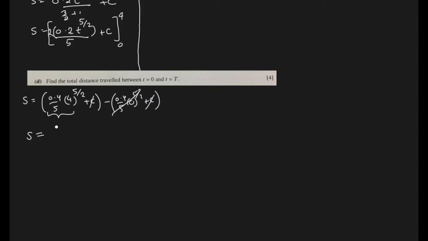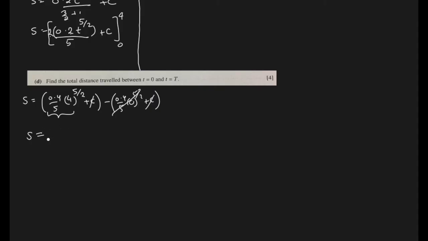Now we have to find this from 0 till 4 seconds, right? So I'll continue here. S equal to, I'll substitute this for here. First is 2 times 0.2 is 0.4 over 5, and then we have t, 4 to the power 5 over 2 plus c, minus, I'll substitute 0, but okay, let me write it, 0.4 over 5, 0 to the power 5 over 2 plus c. This c and this c cancel, this is 0, so this is wholly cancelled. This is the only thing which will give us the distance traveled in first 4 seconds.